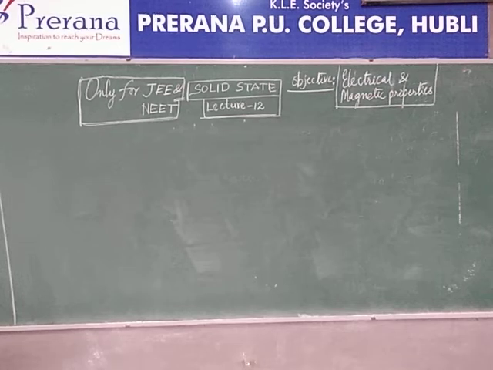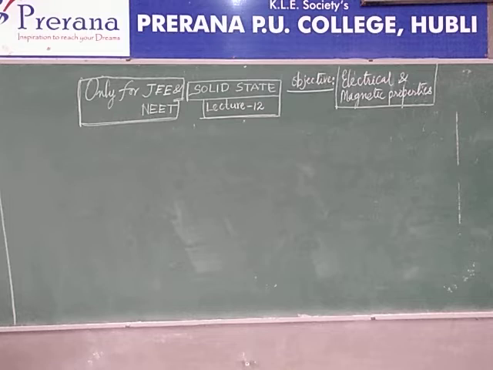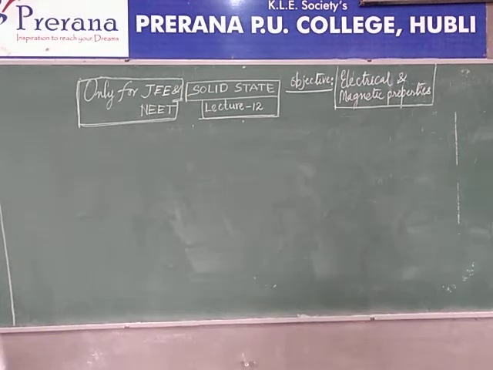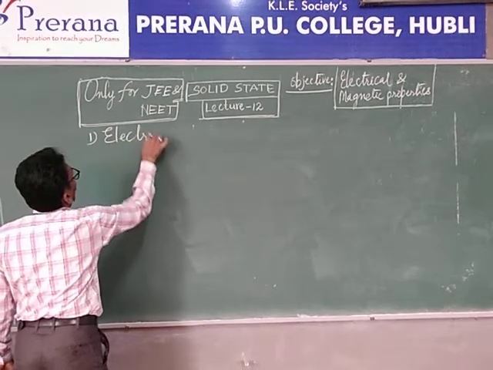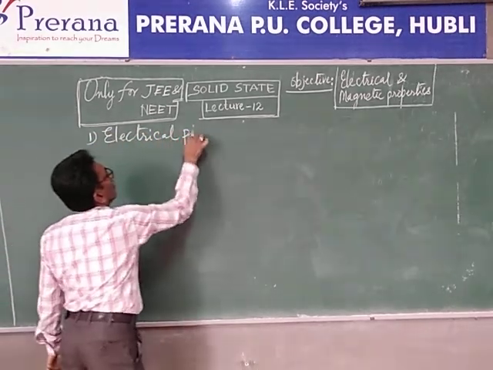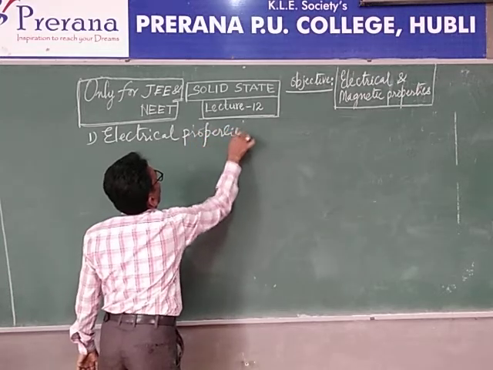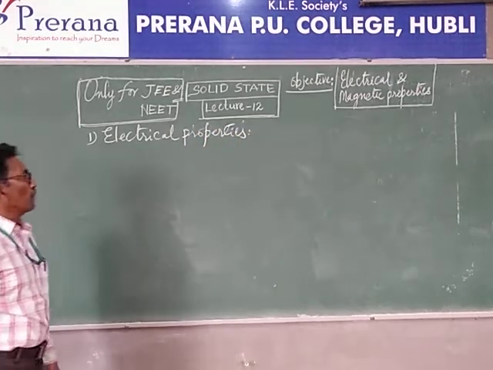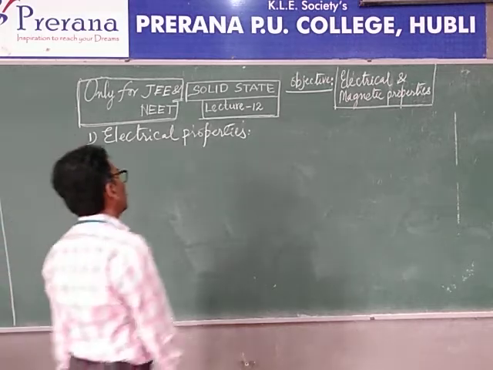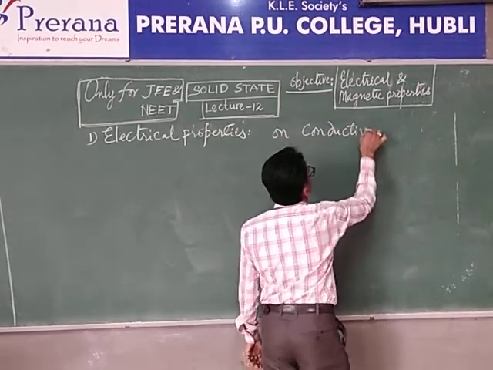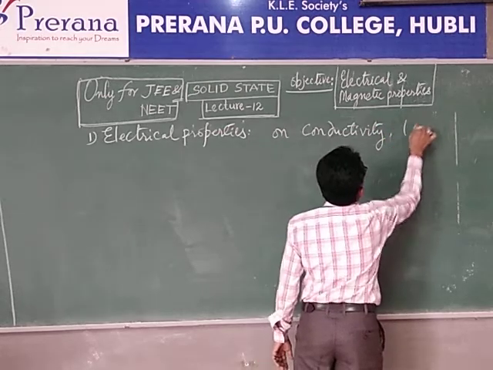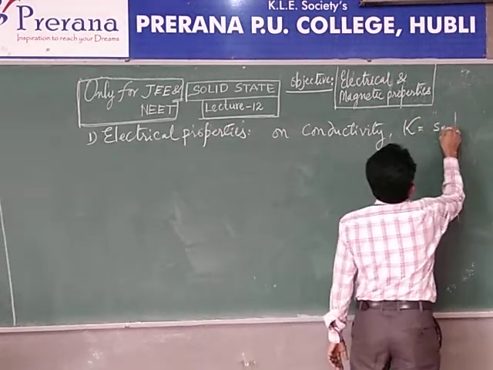Friends, the last topic in solid state is electrical and magnetic properties. First we have to discuss electrical properties based on conductivity. Materials are classified based on conductivity. Conductivity is the term studied in electrochemistry, denoted by K and expressed in Siemens per meter.